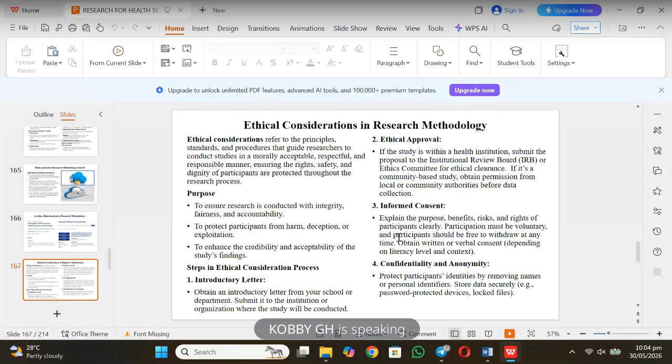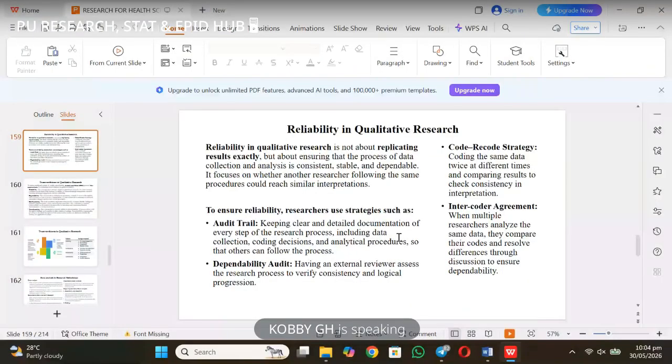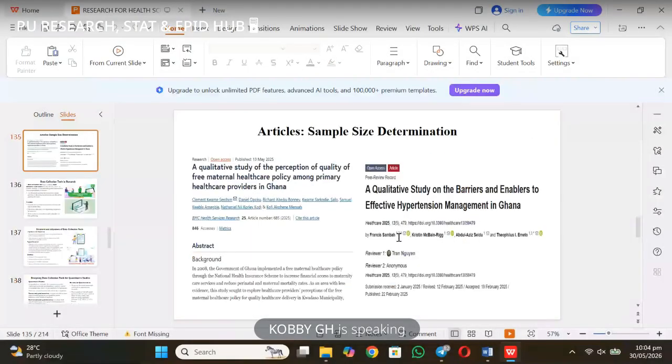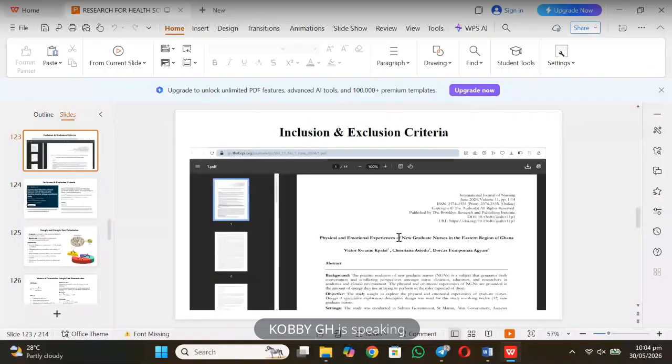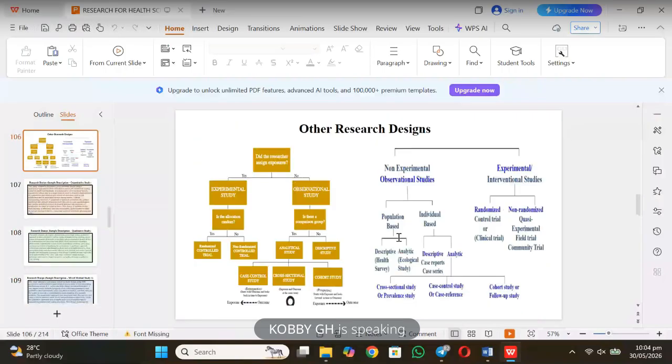Okay, and again, there is one section B question from the research methodology. That question will center on the research designs. There is a question in section B on research designs.